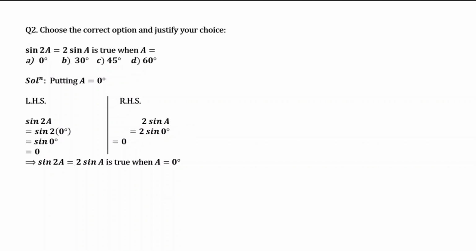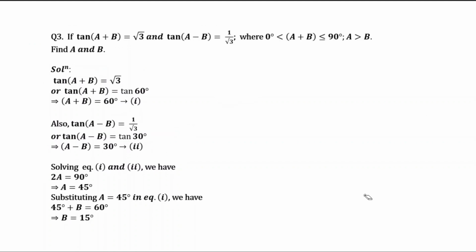Now moving to the last question of the day, which is, it's given to you that tangent a plus b equals root 3 and tangent a minus b equals 1 over root 3, and there is a condition that a plus b is greater than 0 and less than or equal to 90 degrees and your a is greater than b. You need to figure out what a and b are. So how to do it?